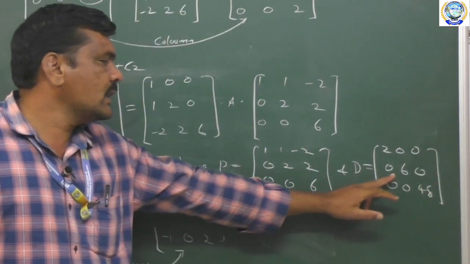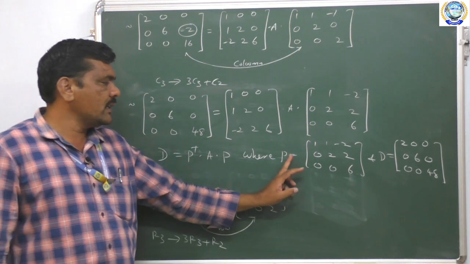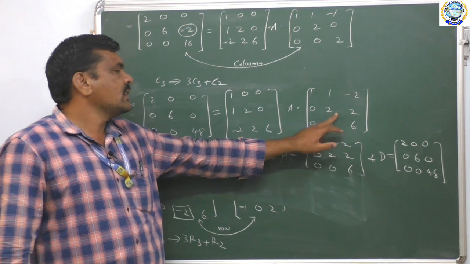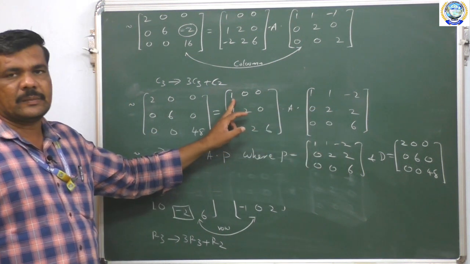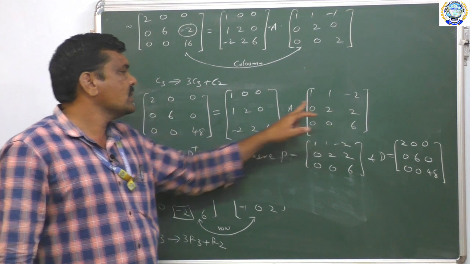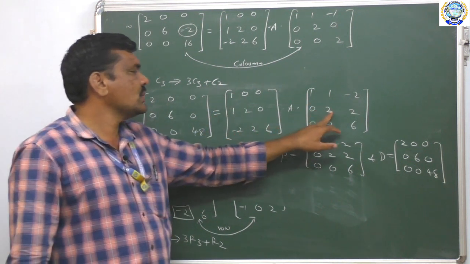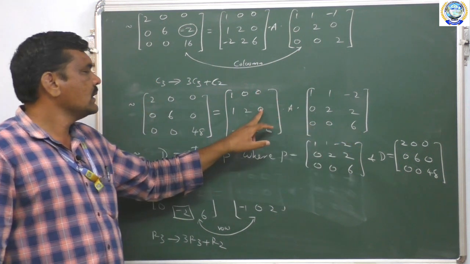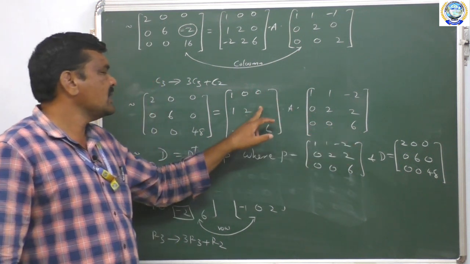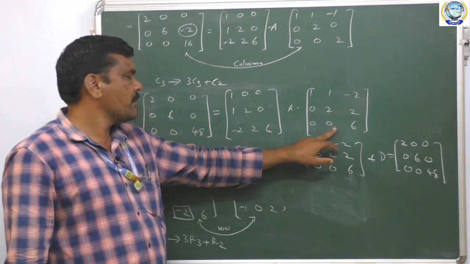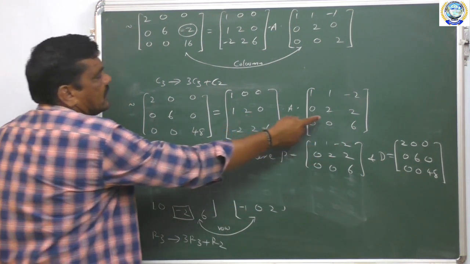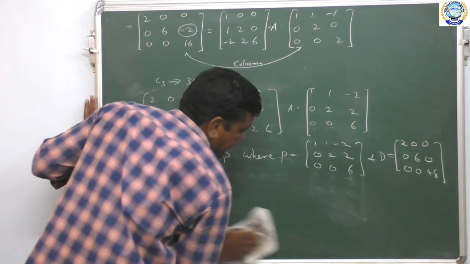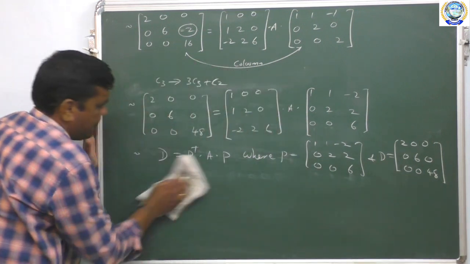This D is called the diagonal matrix and here P is called the non-singular matrix. So it is P and its transpose is P transpose: 1 1 minus 2, 0 2 2, 0 0 6 as rows, and the transpose has them as columns. Therefore, after getting D, we get the canonical form.